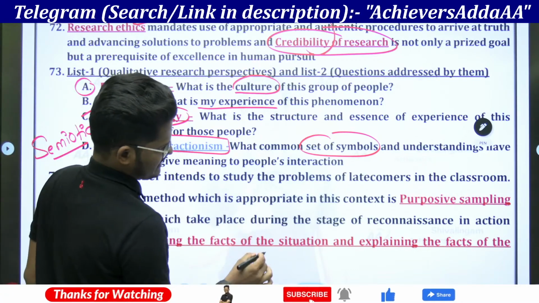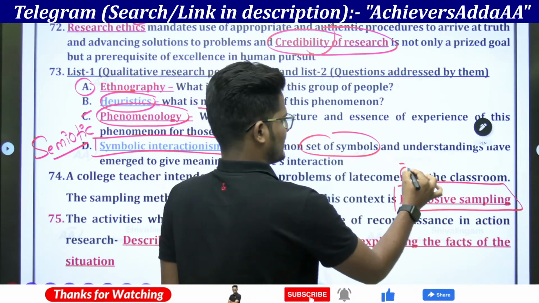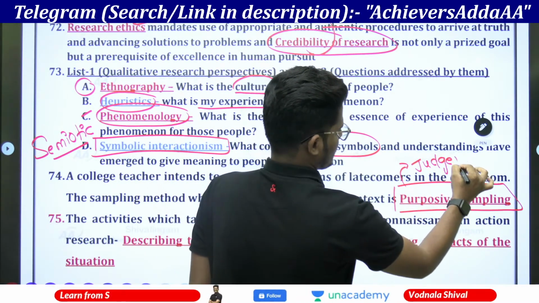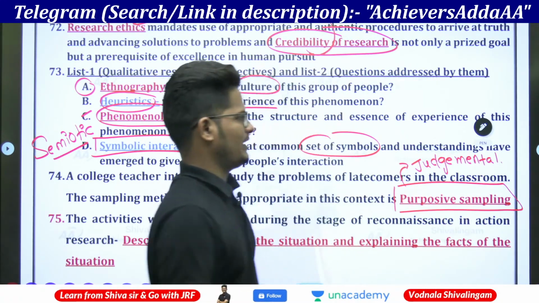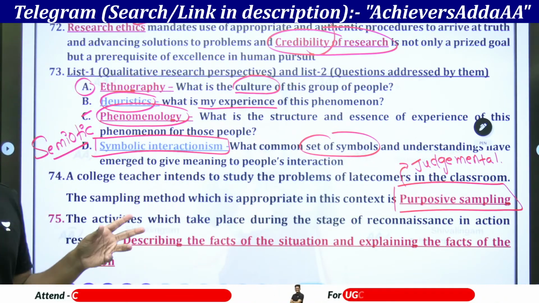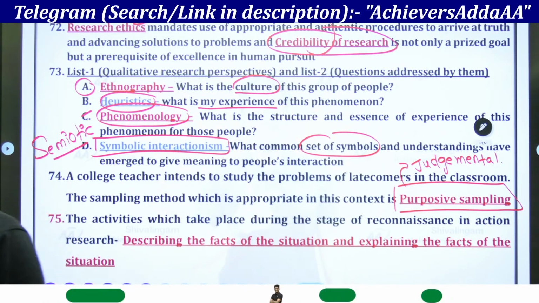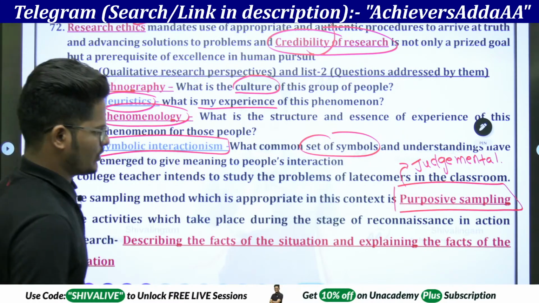A college teacher intends to study the problems of latecomers in the classroom, and the sampling method which is appropriate in this context is purposive sampling, because the teacher only knows about their students. Judgmental type of sampling, because he is the one who will have proper knowledge about his students. No other person will have that knowledge. So according to his knowledge, he will be making judgments, which is called purposive sampling.